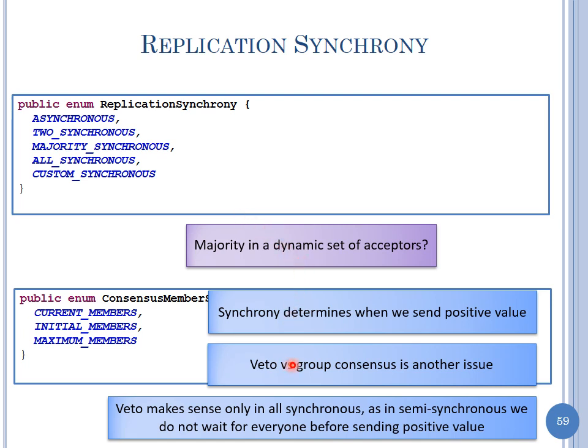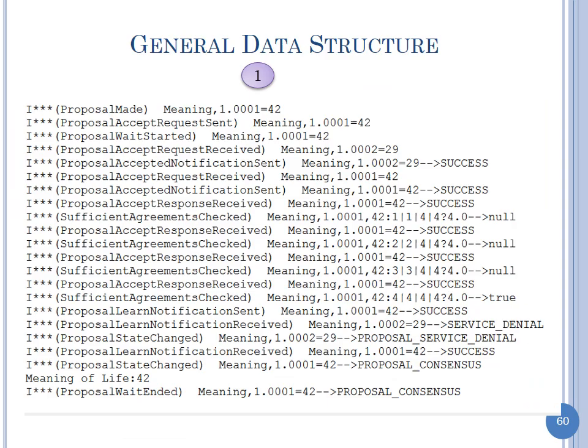So in semi-synchronous, we have to assume it's not veto, whereas in synchronous it could be veto or group consensus. That's an important point. And we can now understand the data structure we talked about. This shows us what kind of information we need in the proposer to determine if sufficient agreements have been received or not, and to determine when to send notifications and learn notifications, and what the learn notification should be.